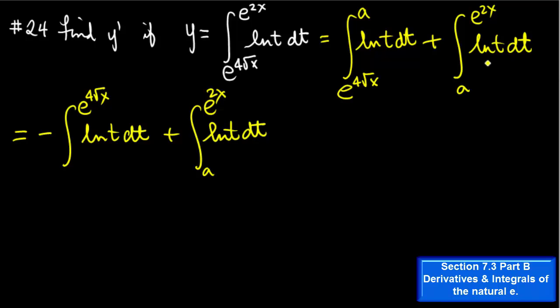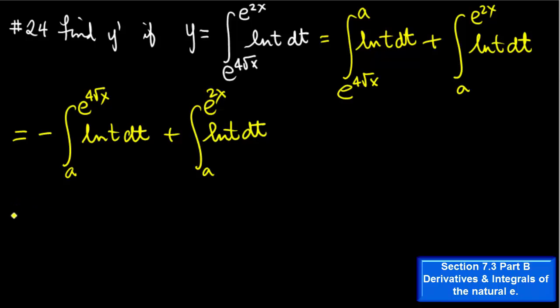And then in order to apply the fundamental theorem of calculus, the variable limit has to be up here. So to do that, you just reverse the limits of integration. Then you put a minus right there. Okay, we need to put an a here. So now it's the negative of the integral from a up to e to the 4th root of x of natural log of t dt plus the integral from a to e to the 2x of natural log of t dt. And I think from here we're ready, because now we can apply the fundamental theorem of calculus.